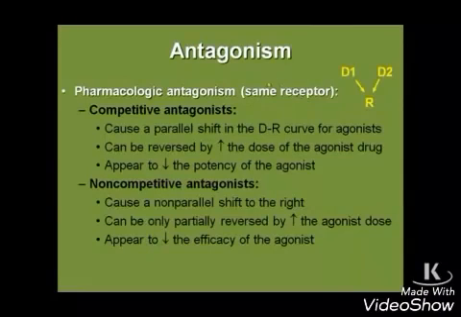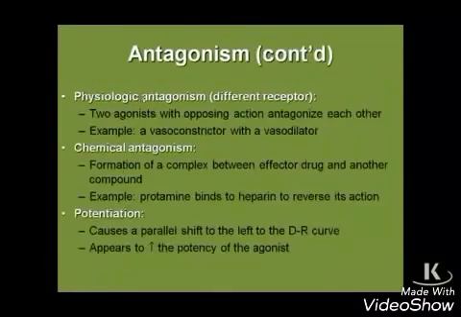You can identify the type of antagonism simply by counting the receptors involved in the response. Okay? So we won't go through all the points here related to competitive antagonists. We saw this on the diagram. But competitive and non-competitive antagonists are examples of what we call pharmacologic antagonism.